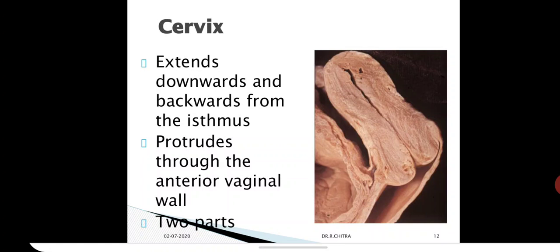If you see the cervix downwards and backwards from the isthmus, it is protruding through the anterior vaginal wall. It is nicely shown in the image. So the posterior vaginal wall will always be lengthier than the anterior vaginal wall. So when the cervix protrudes into the vagina, we have two parts of the cervix, supravaginal and the vaginal part. So above the vagina, that part of the cervix is supravaginal. Below it is called the vaginal part.